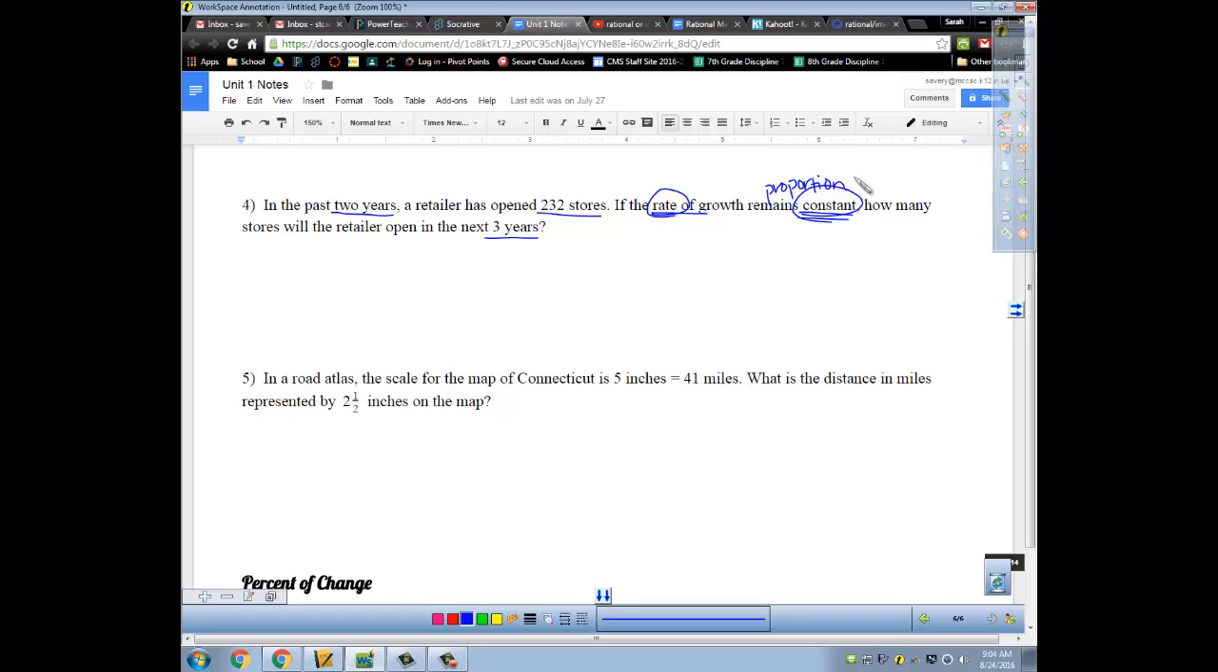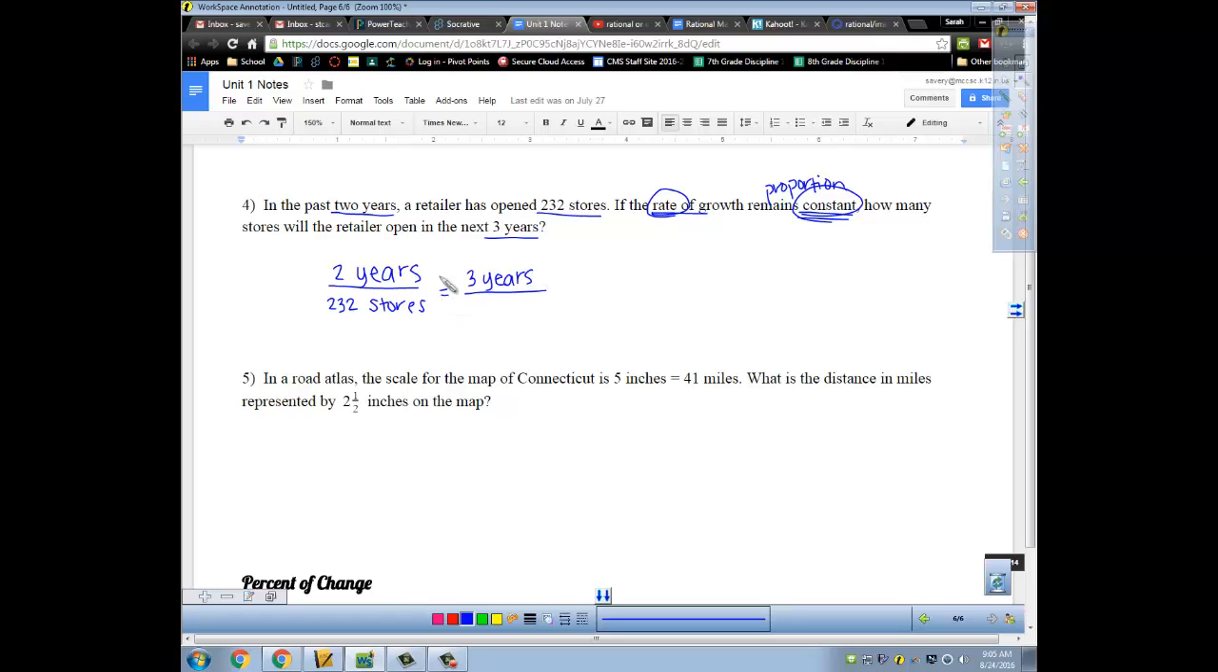So that key word was constant. Now to set up your proportion, I always start with the very first number that they gave us, which was 2 years. And it's very important to write your label for these 2 years. The very next number they gave me was 232 stores, so that's going to go next. And then the only other number they told me is 3 years.